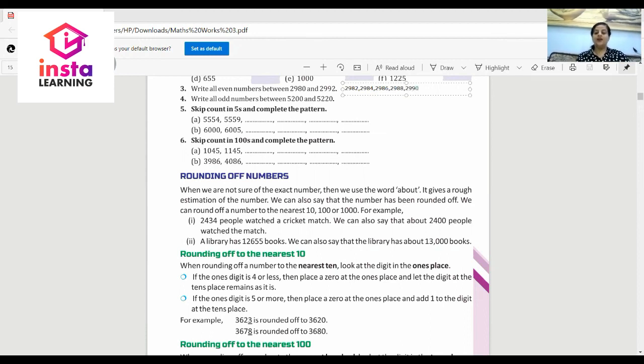2990 will be the last number in between. Okay, like this. Now write all the odd numbers between. So odd numbers are 5221, comma, 5223, comma.